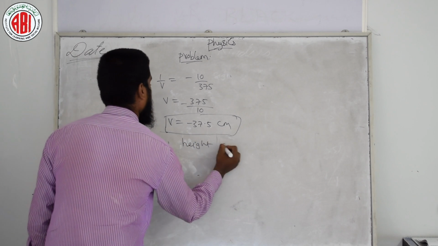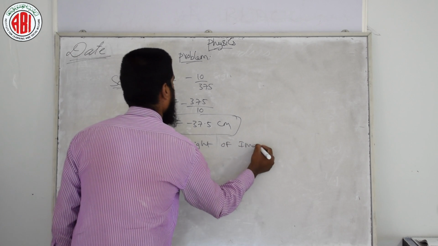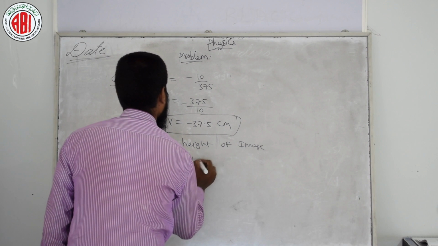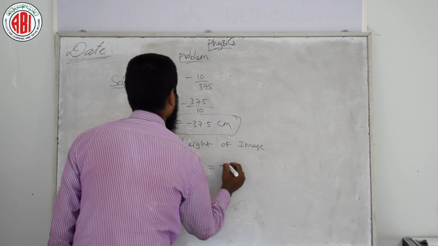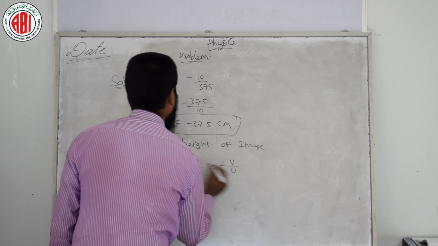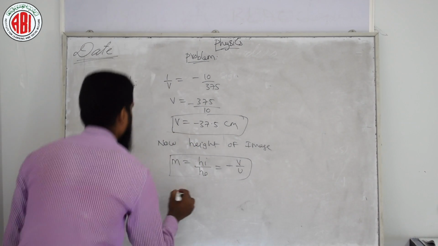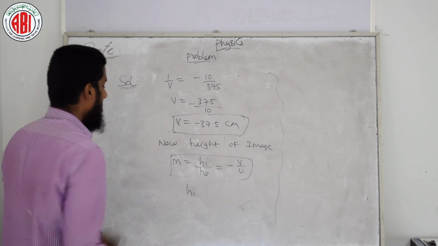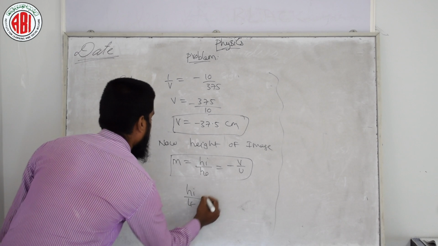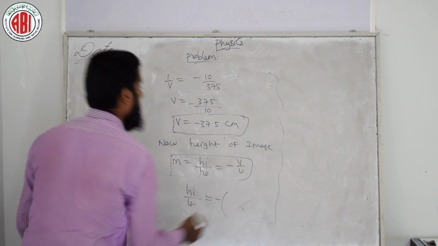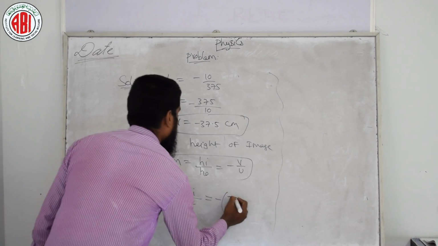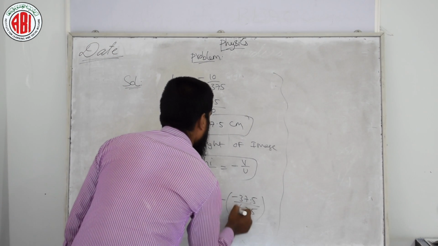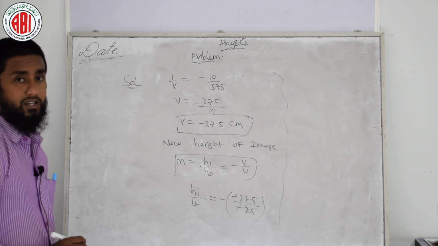Now height of the image. Okay, we know the formula, m is equal to hi by ho is equal to minus v by u. Just I am substituting hi, we don't know, so I am writing hi as it is. Ho, what we have, ho is 4, v is nothing but minus 37.5, u is nothing but minus 25. Okay, minus minus gets cancelled.